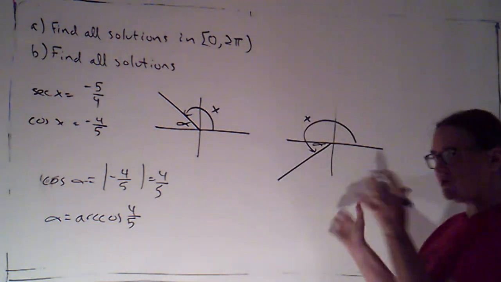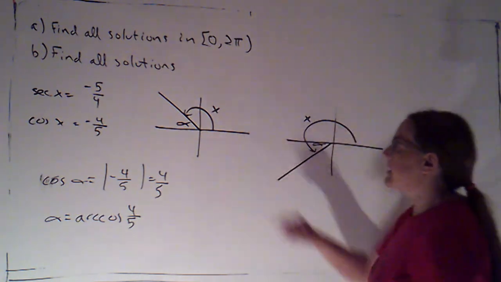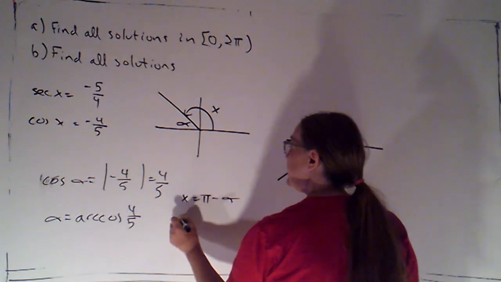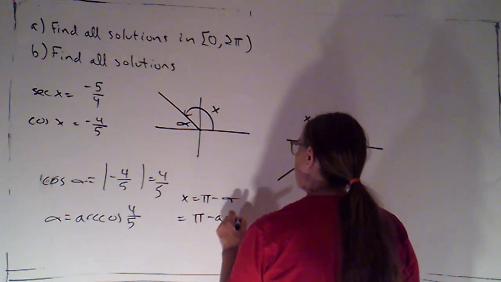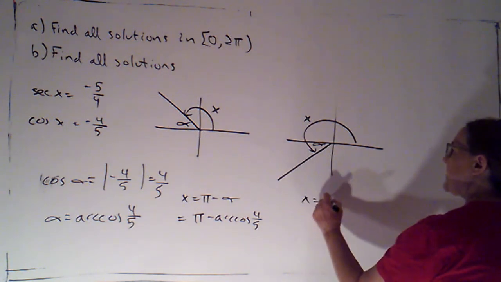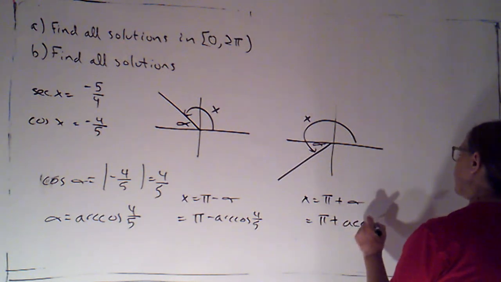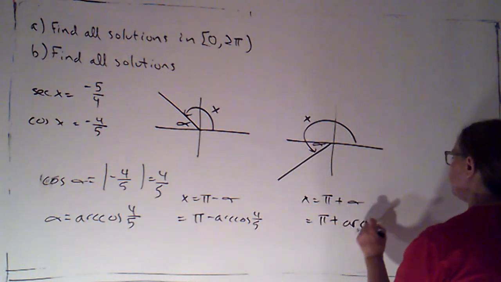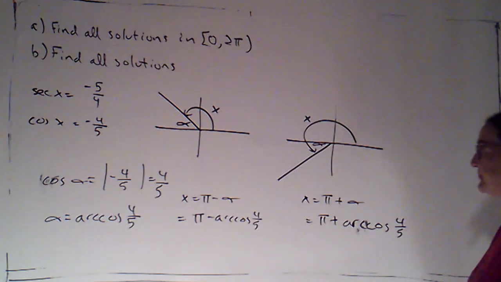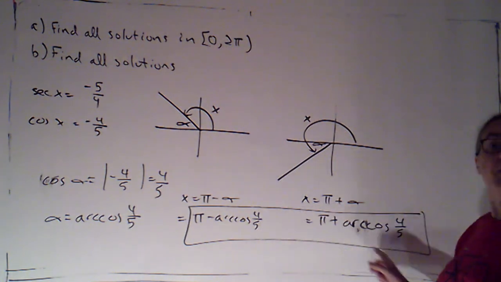So as long as I choose to work with the reference angle, I know any inverse trig function is good. So here I would just say x is pi minus alpha, so that would be pi minus arc cosine of 4/5. And here I would just say that x is pi plus alpha, so that would be pi plus arc cosine of 4/5. So this is how I would describe my two answers to part A.